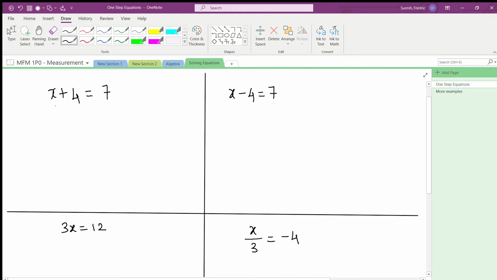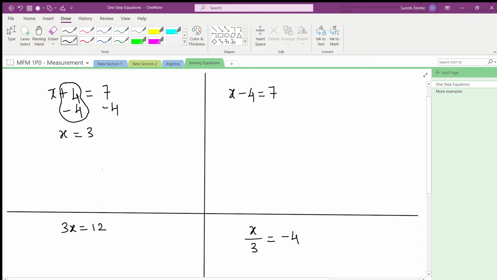If we look at the first example here, the x is being added: x plus 4. The 4 is adding itself to the x, and we want this 4 gone. So what we need to do is subtract 4 from both sides. When we do this, the 4 and the negative 4 are a 0 pair, and that vanishes. And so you will have x equals 7 take away 4, and that is a 3.